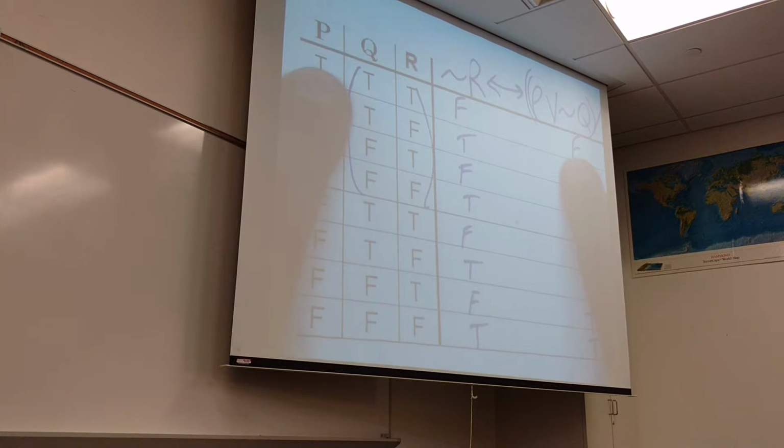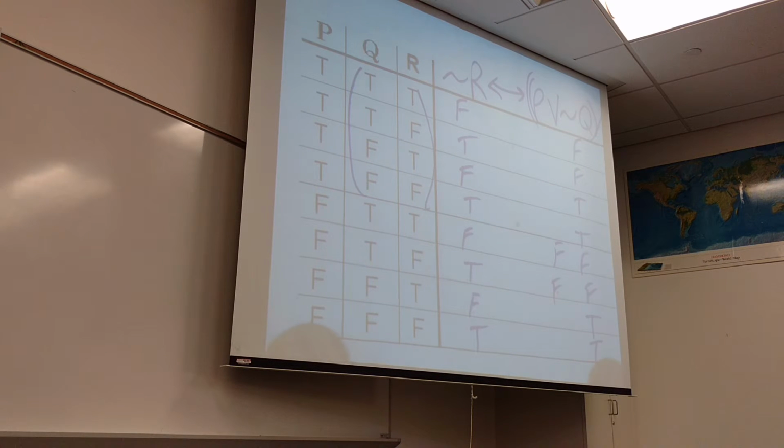If you're able to do this, there's a lot less writing. So what is it about OR? It's only false when both are false, so let's look for both false. It's only going to be down here. So they're both false there, and they're both false there. And that's it.